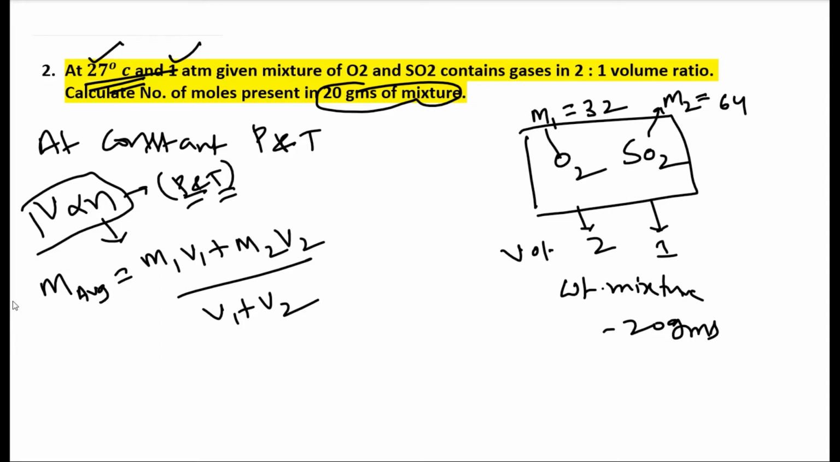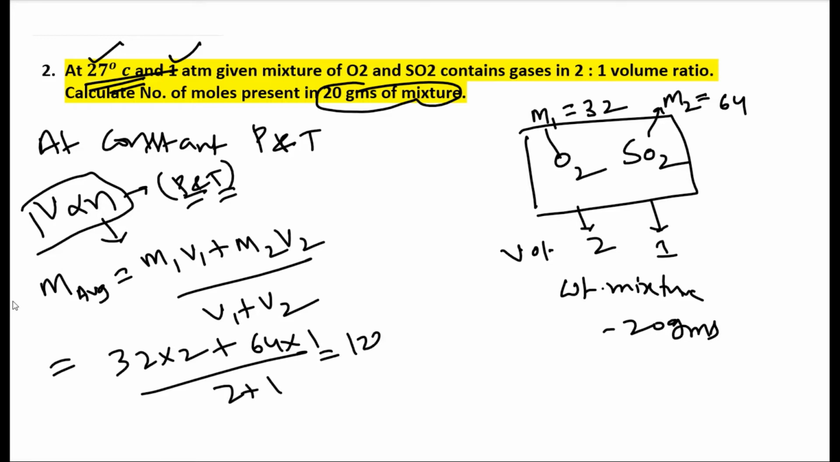And M1 is 32 into 2 plus 64 into 1, by 2 plus 1. If you calculate, this is 128 by 3. But what do you have to calculate here? The number of moles present. That means you have to calculate the number of moles of the mixture. So what is the number of moles of the mixture, n mixture?